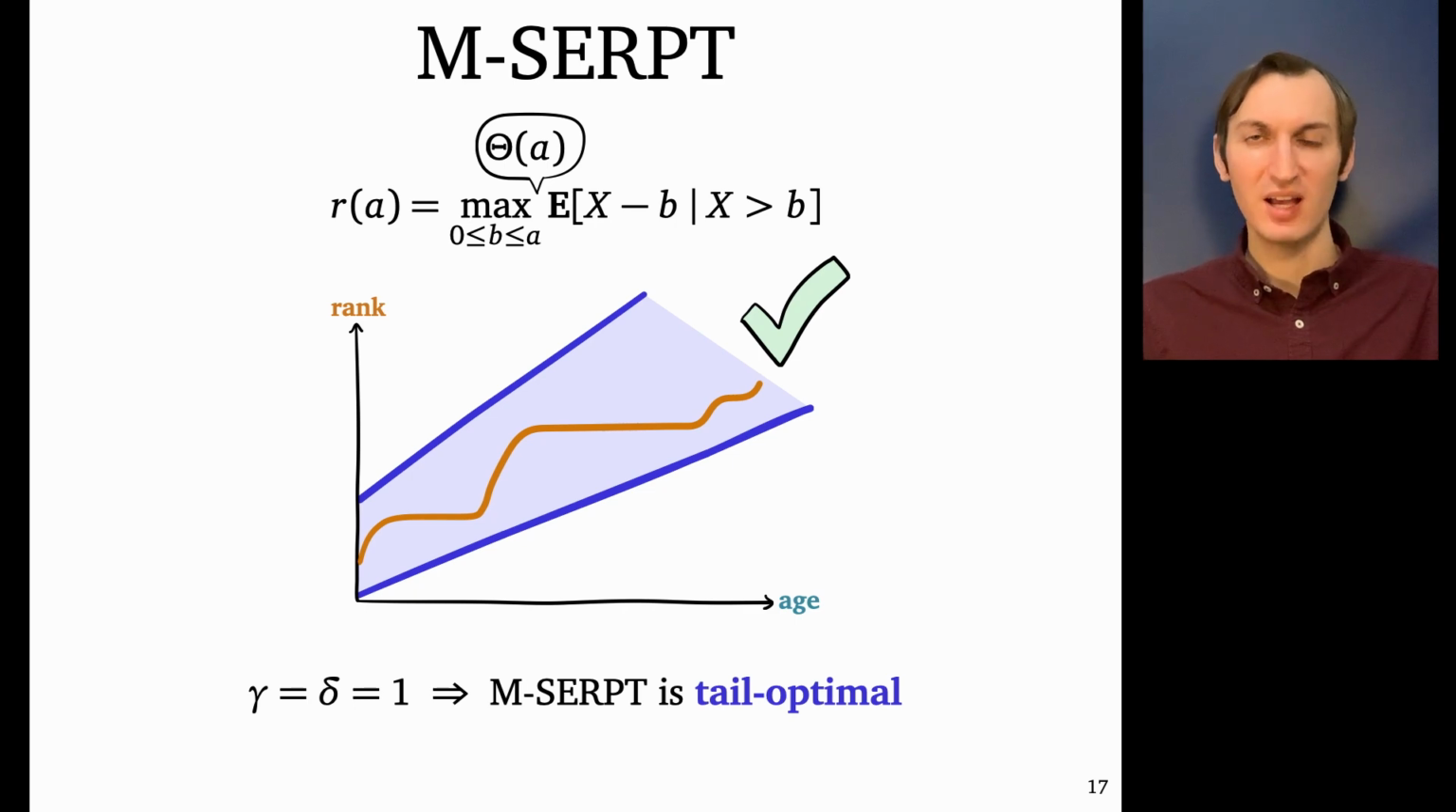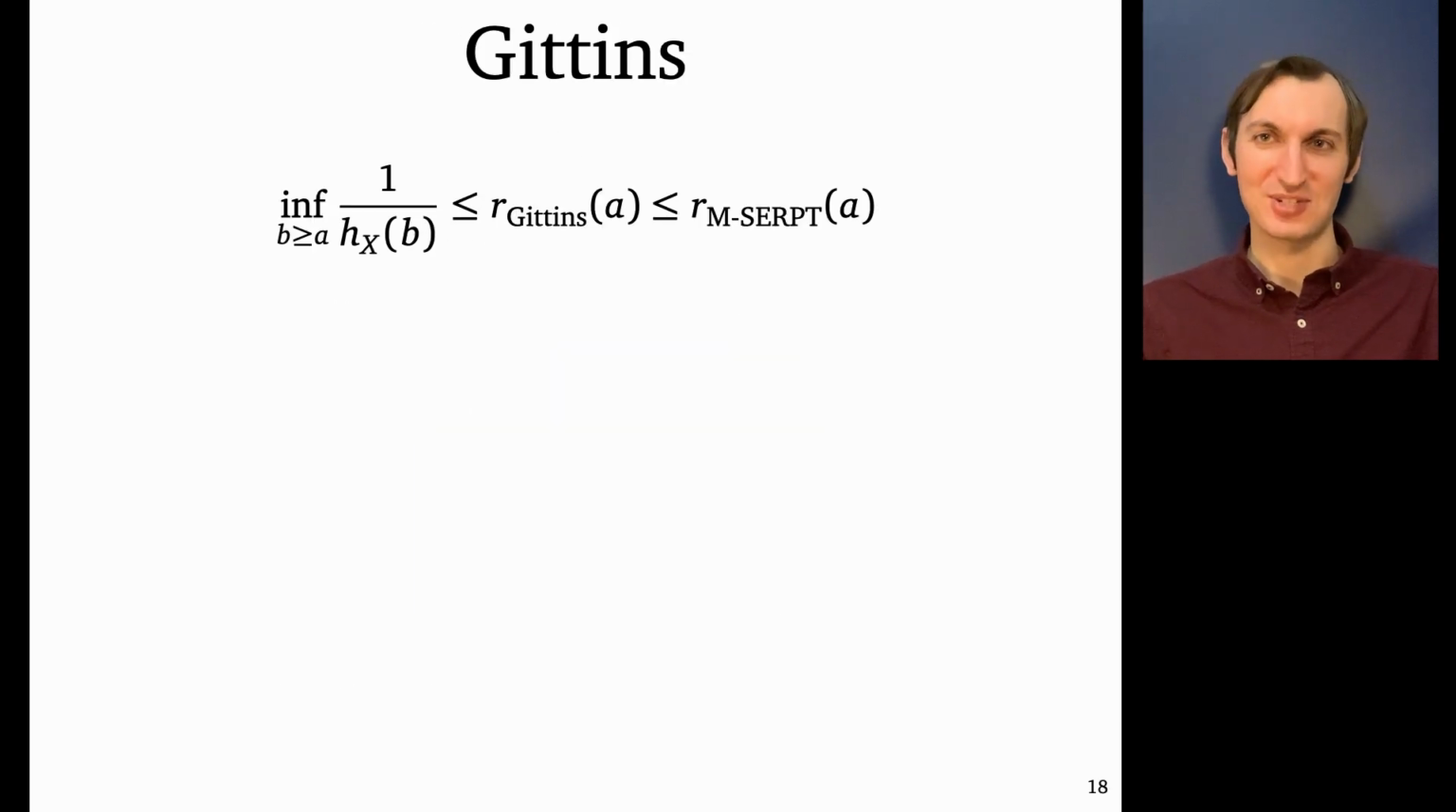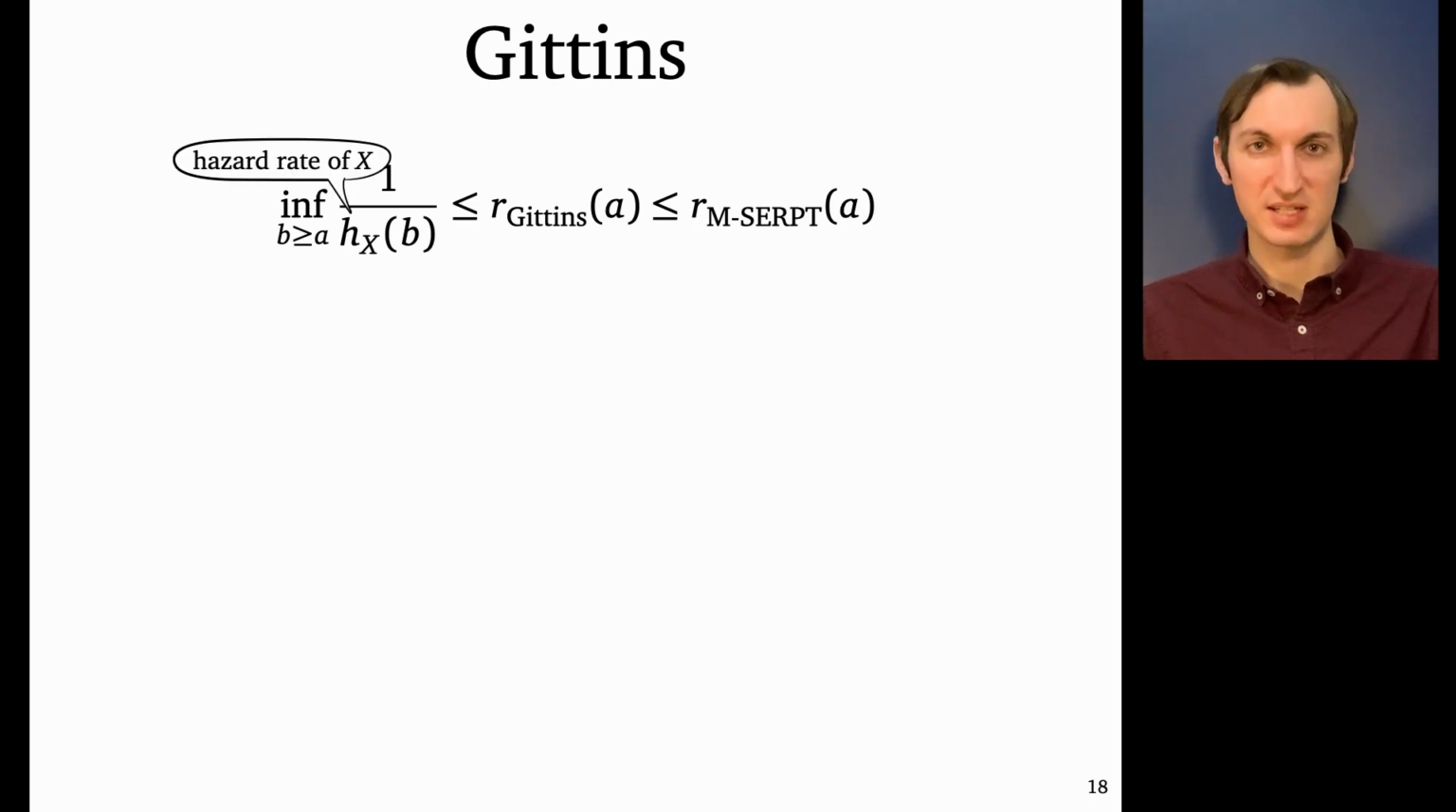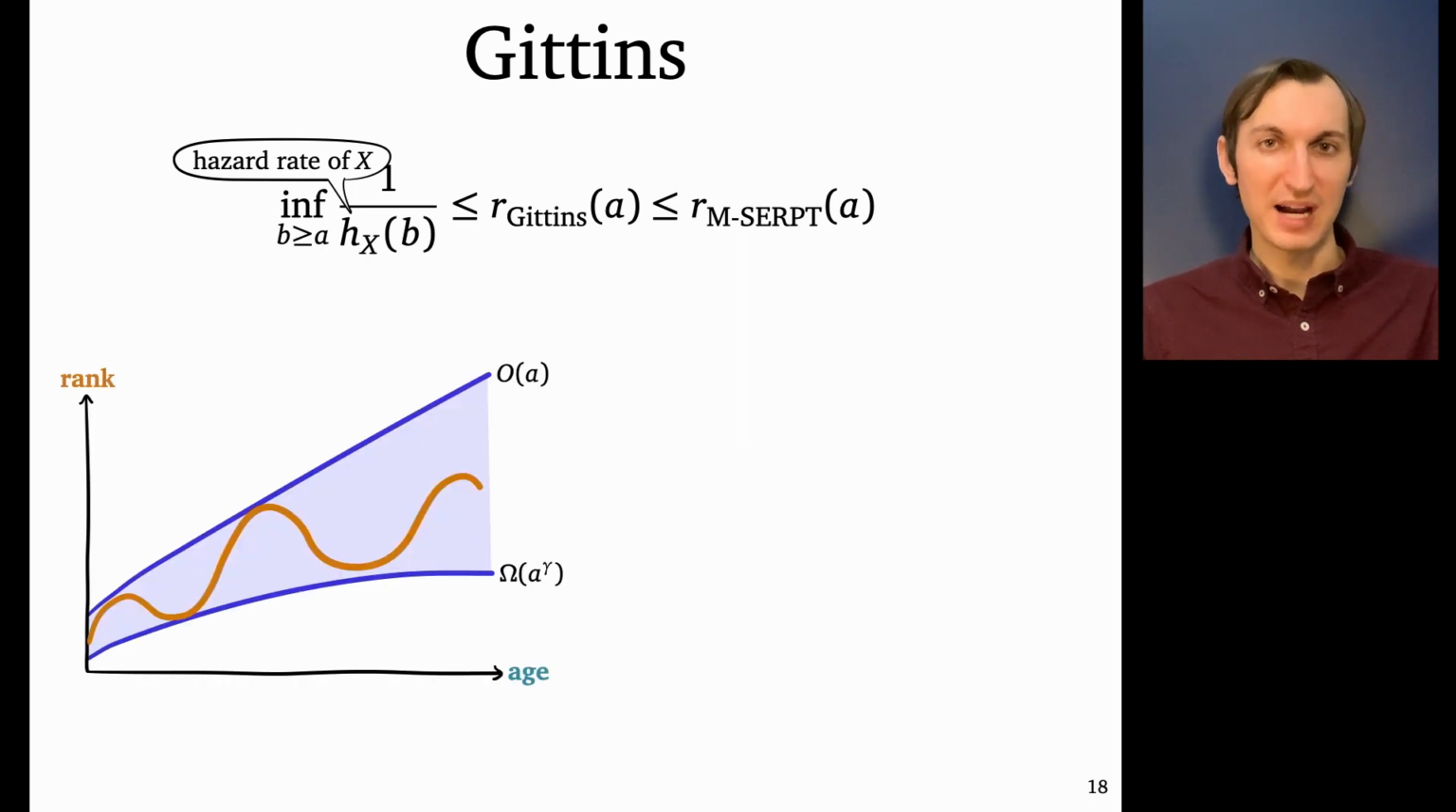How about Gittins? Gittins is even more complicated than MSERP, and I'm not showing you the full formula for its rank function. What's important, again, we're just looking for bounds to show it fits inside a cone. It turns out Gittins has rank less than MSERP's and greater than something to do with the hazard rate of the job size. And so what this means is that we can get an upper bound on Gittins using the fact that MSERP is bounded.